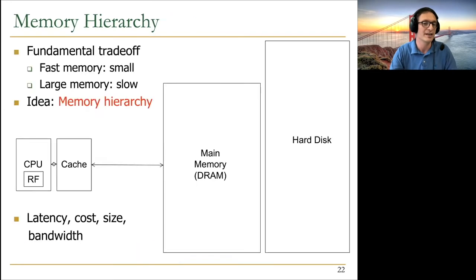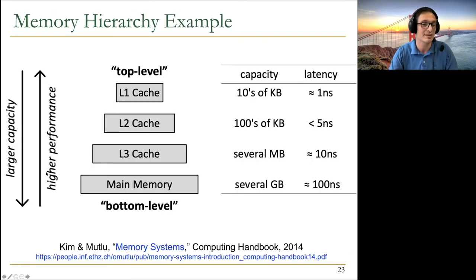And this is from your reading, basically. This is an example memory hierarchy with three levels, L1, L2, L3. We don't show the registers over here. And you can see some values over here that I'm not going to talk about.